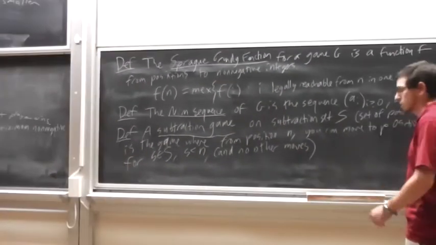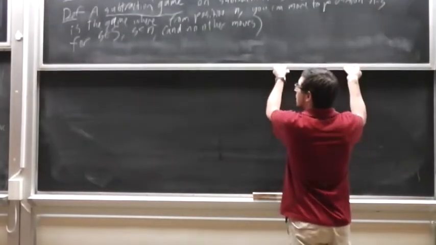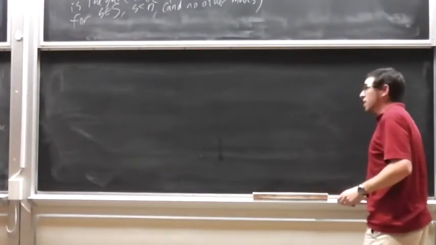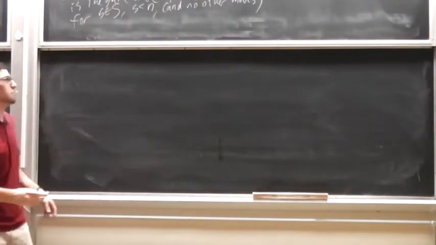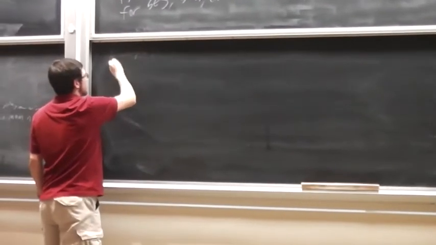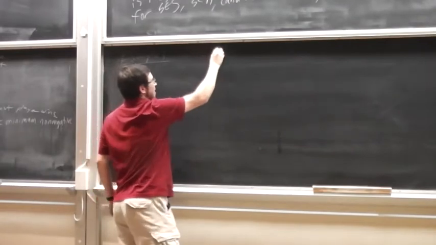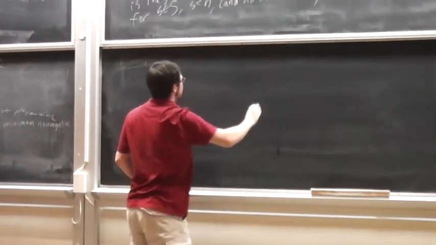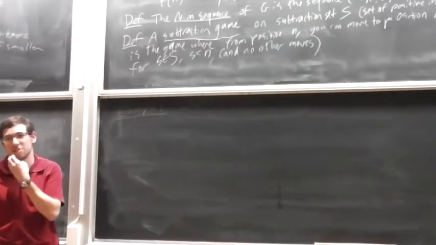So it's a restriction on legal moves. I'm going to give two examples of very simple subtraction games. The first example is one pile nim. You could think of a subtraction game as you have a pile of n counters and you can take some number s counters where s is in your set.